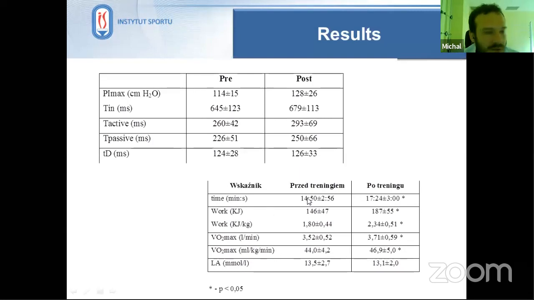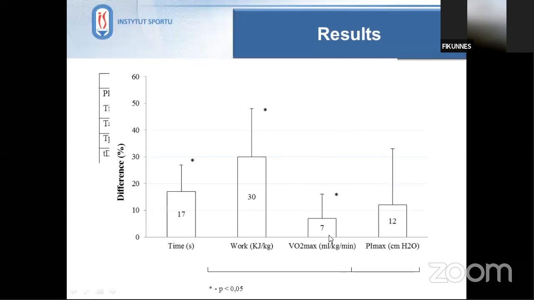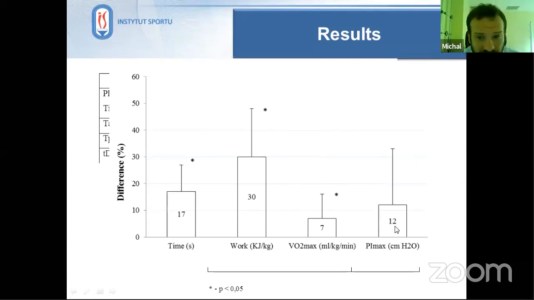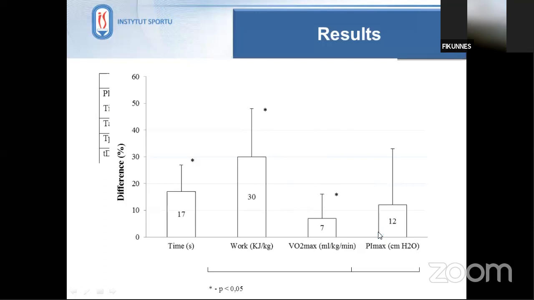So we observe that after 8 weeks of training, the time to exertion increased significantly. The work done in the study increased significantly, and VO2 max also increased significantly in the study group. But inspiratory pressure doesn't increase significantly after 8 weeks.